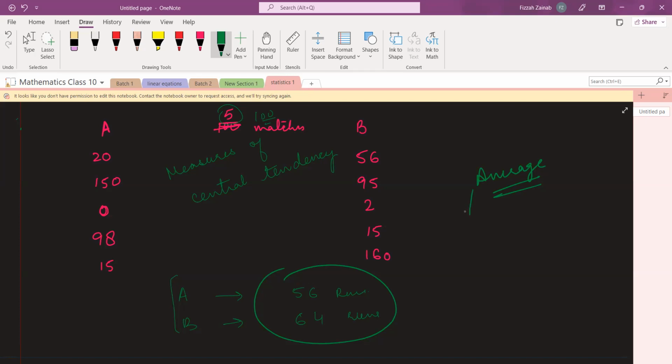This average has another name which we call mean. Mean is the same as average. Then we have another measure of central tendency which is called median. And then we also have mode. So these three are the measures of central tendency. They give you an idea about the complete story, the complete picture. Is that okay? Do you understand this term? Yes, ma'am. Okay.